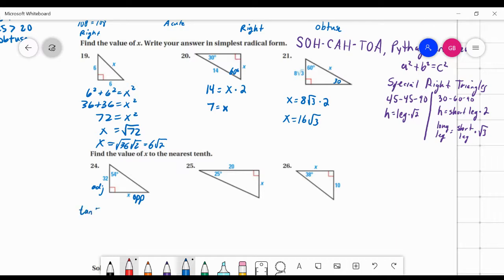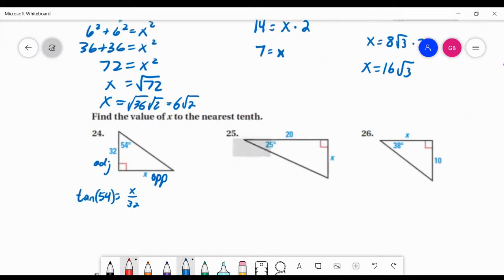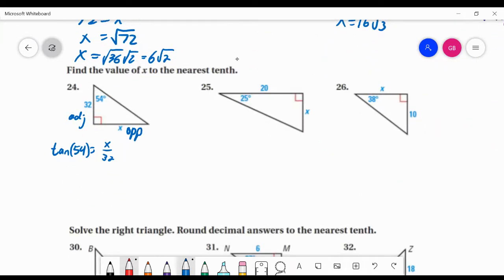So the tangent of 54 is equal to x over 32. And to solve for x, we're going to cross multiply. So x is equal to 32 times the tangent of 54. And put that into your calculator. Make sure your calculator is in degree mode. And you should get 44.04. Oh, sorry, it says round to the nearest tenth, so 44.0.